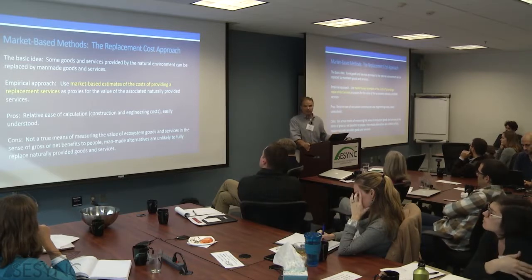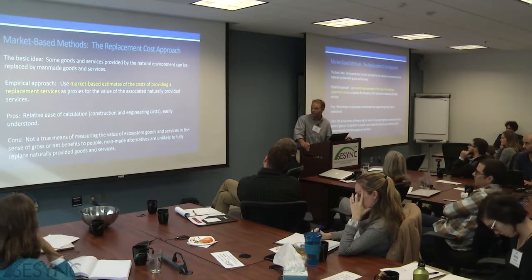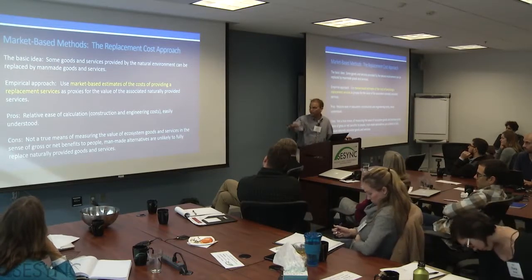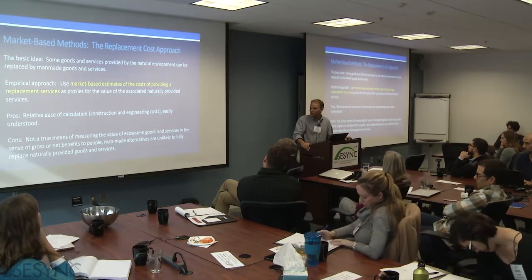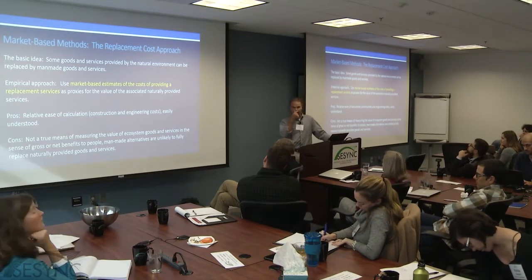Pros on this one, again, it's relatively easy to calculate. We can figure out the construction and engineering costs and say, okay, this is what we would have to spend. If that wetland went away, we might have to spend this money to replace that service. And the estimates are actually easily understood.